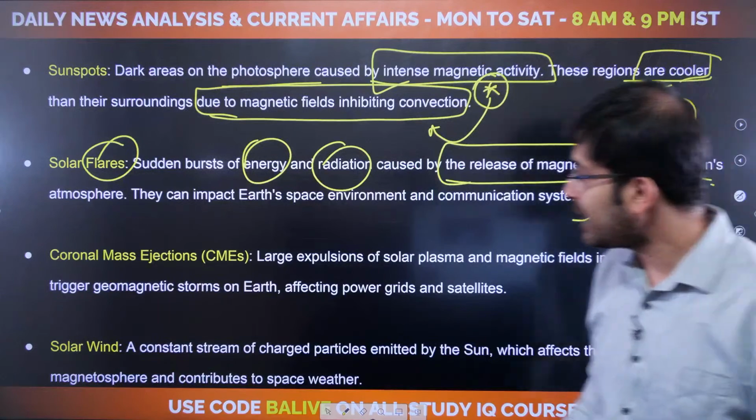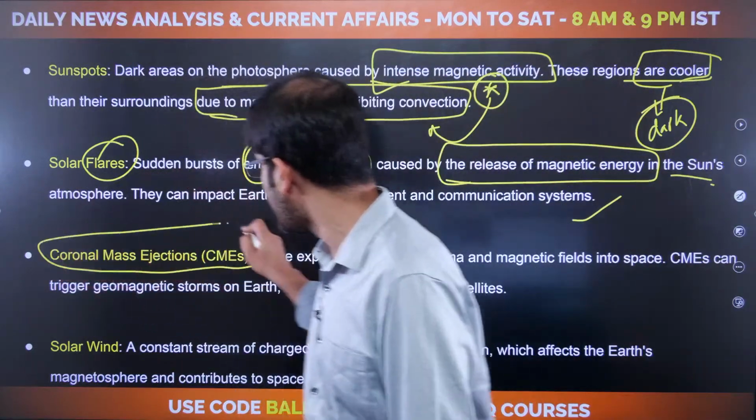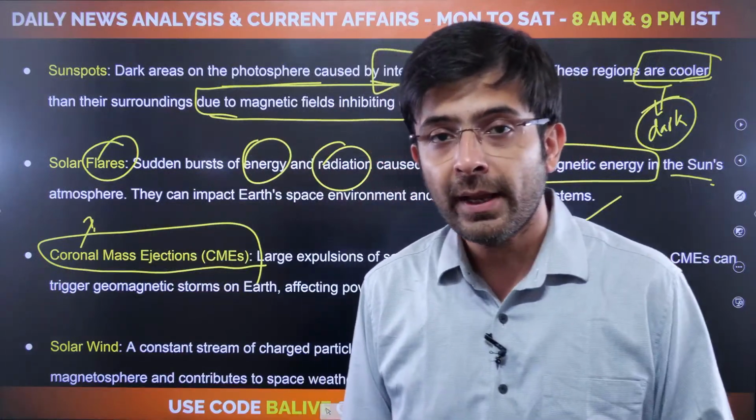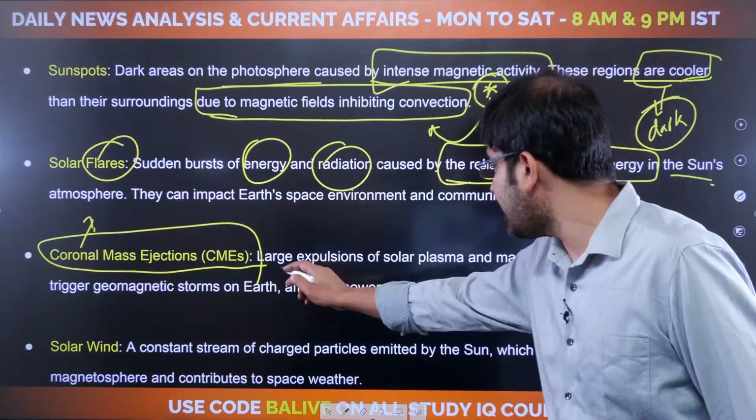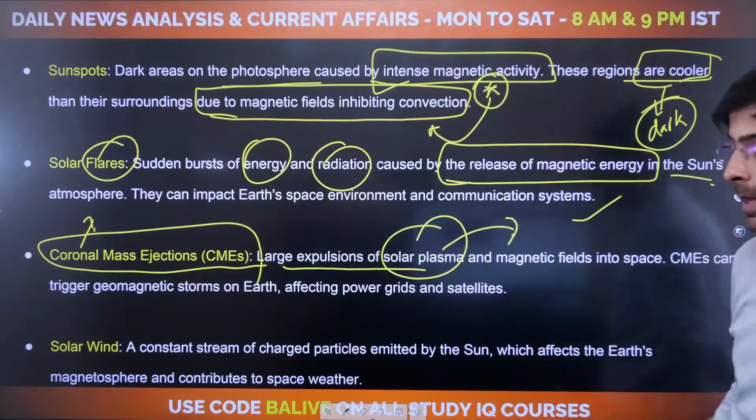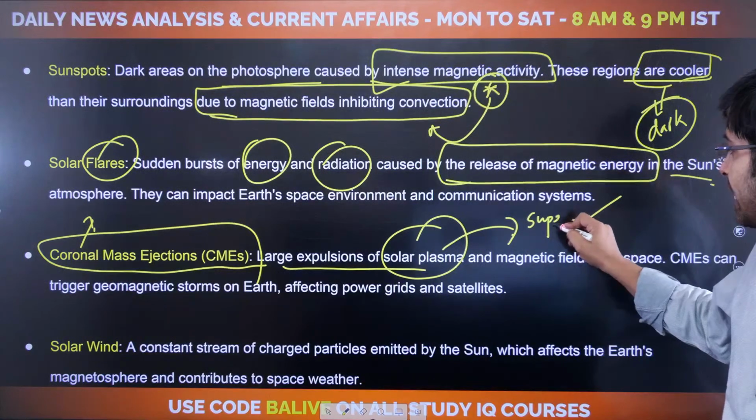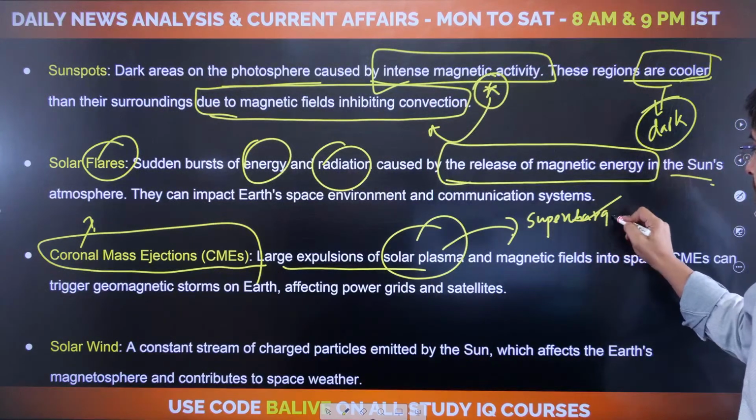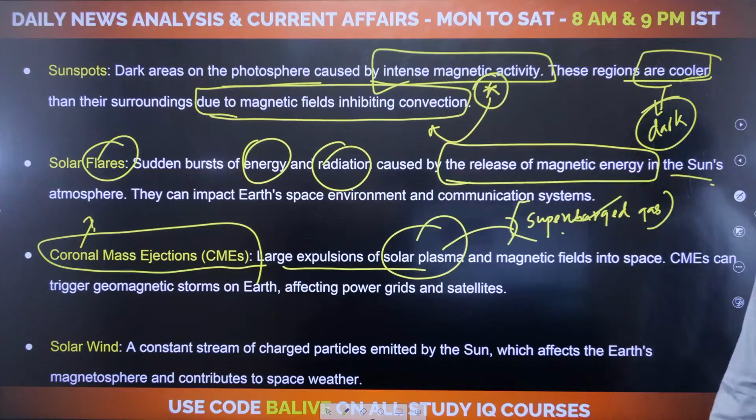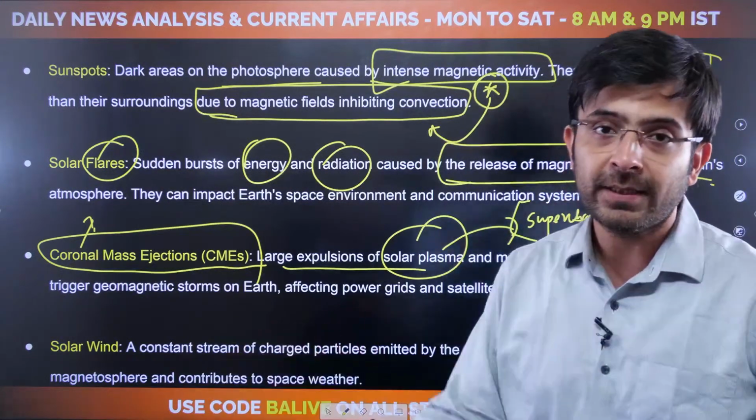Then you are looking at CMEs, coronal mass ejections. Corona, that you know is the outermost layer of the sun. That much you know. Now what happens here? Large explosions of solar plasma. Now, what exactly is plasma? This is essentially supercharged gas. Okay, supercharged gas. So, this supercharged gas is thrown out by the sun.